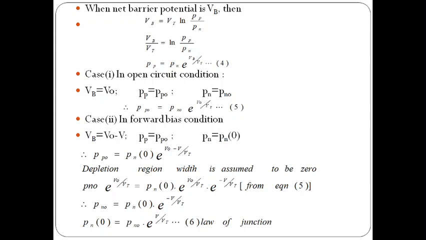So Pp naught equals Pn naught into e power V naught by Vt, substituting these values in equation number 4. This is equation number 5. Now I am considering case 2.